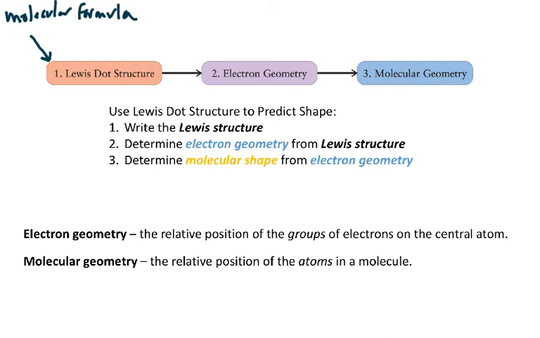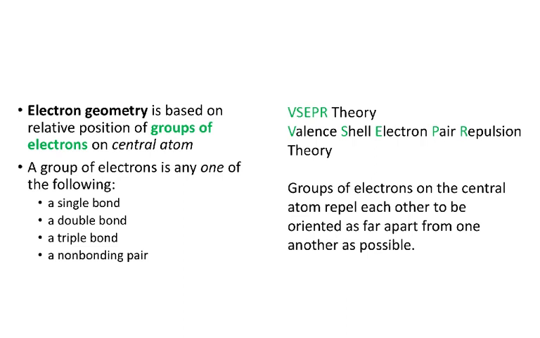What these are, electron geometry means the relative positions of the groups of electrons on the central atom. Sometimes these will also be called domains. Okay, and then the molecular geometry is just the relative position of the atoms in a molecule. So sometimes there will be groups of electrons, and they won't all be bonding. You can have lone pairs, things like that. So what we mean by group or domain would be any one of the following. Here, it could be a single bond.